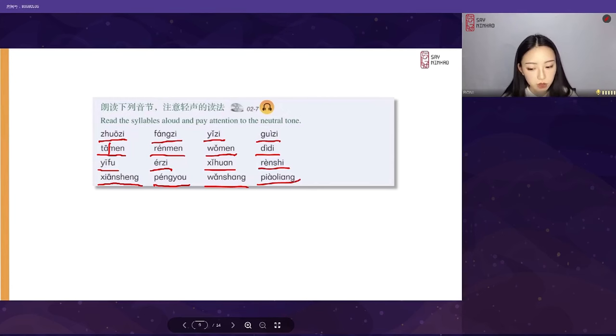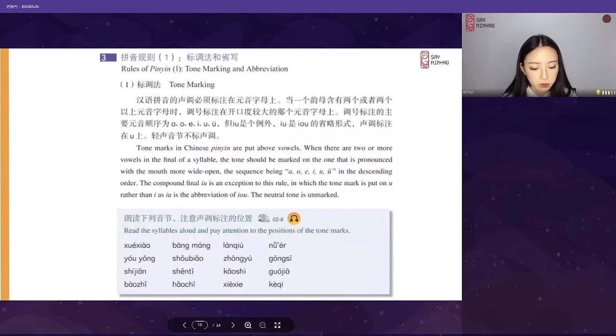Okay, now let's move on to our next part, the rules of pinyin. First, we are going to learn the tone marking rules. Actually, every time we see a pinyin, we can see there is a tone mark on it. But where should we put the tone mark? So that's why we are going to learn the rules. The tone marks should be on the finals, not the initials, okay? It should be on the finals.